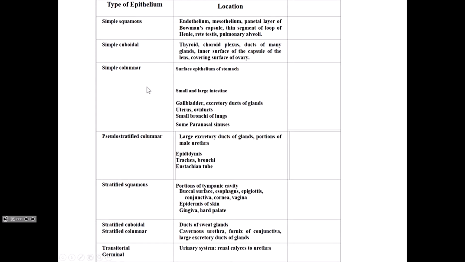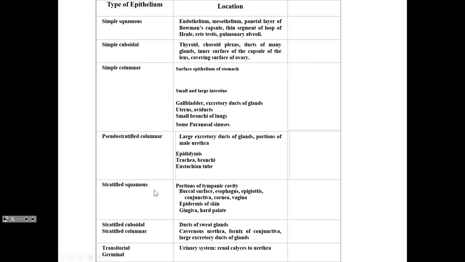Simple columnar, basically one layer of cells that is columnar in shape. A lot of the GI tract, stomach, intestine, parts of the gallbladder, and parts of the lungs as well can be simple columnar. Pseudostratified columnar is relatively rare. I talked about pseudostratified columnar being in the male reproductive tract, the epididymis and vas deferens, the lungs, trachea, bronchi, and also a little bit in the ear, the middle ear, the eustachian tube.